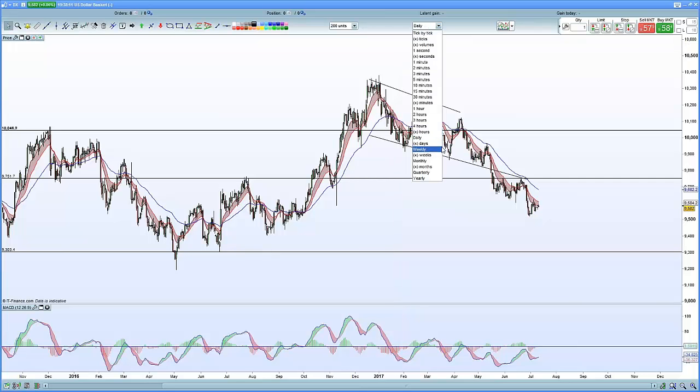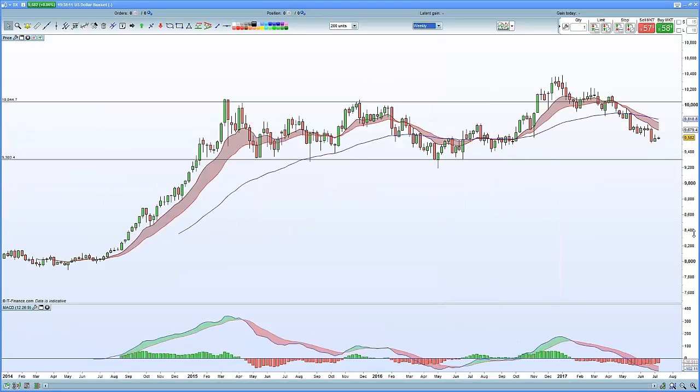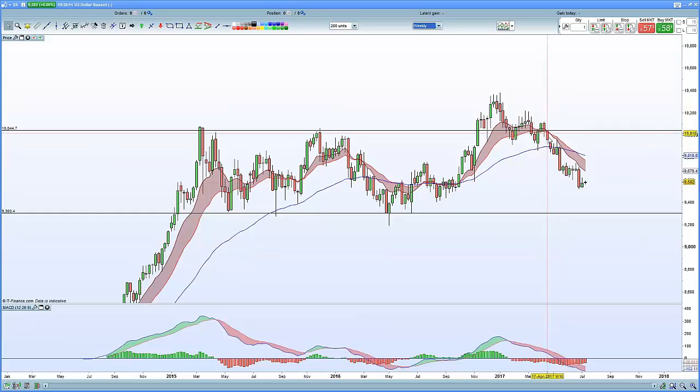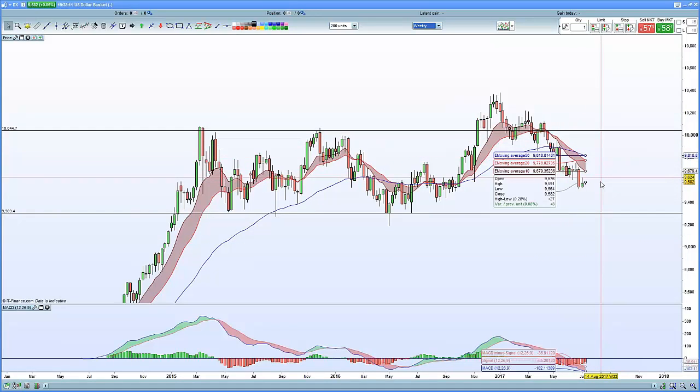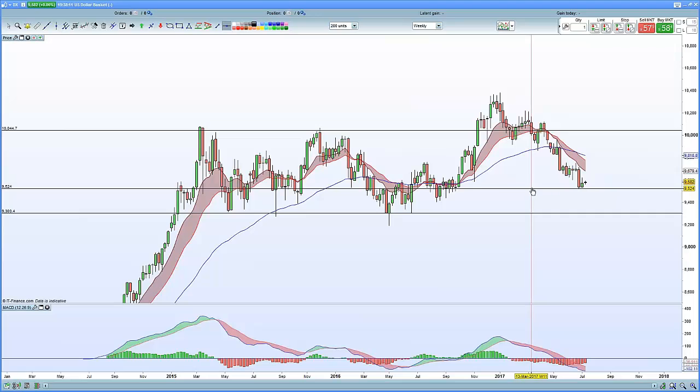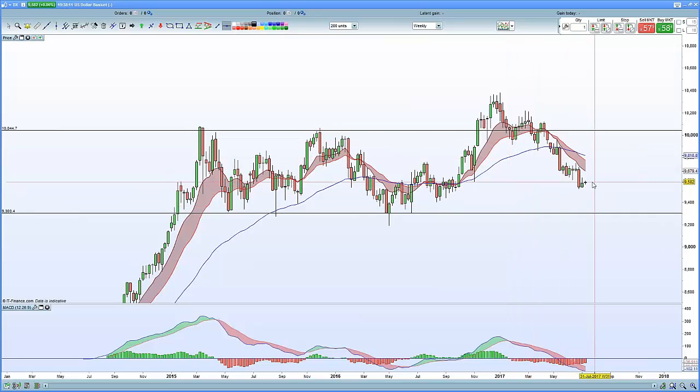Okay, so let's take a look at the dollar index. If you look at the weekly chart, the dollar index is pretty much in a downtrend. The moving averages have all started pointing downwards. You can see that the key support level is around 9300. There's also a shorter term support around 9500 or so. But weekly is on a downtrend.